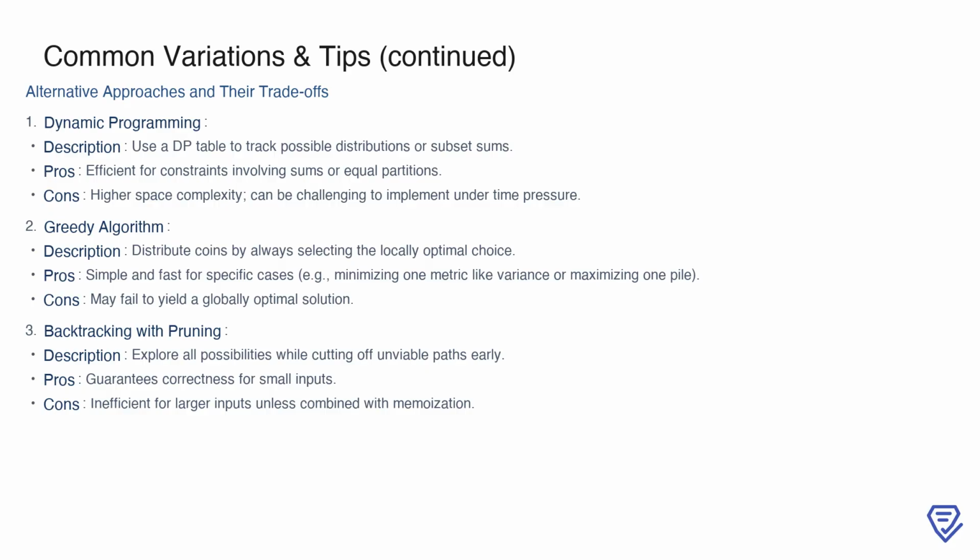Backtracking with pruning is another option to consider. By exploring all possibilities and cutting off unviable paths early, you can guarantee correctness for smaller inputs. However, this method becomes inefficient for larger inputs unless combined with memoization to reduce redundant computations.